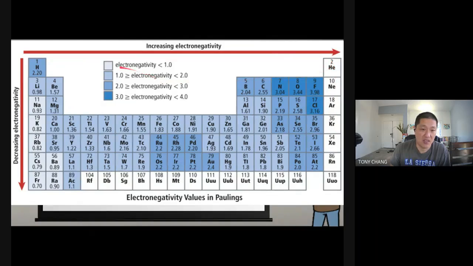Okay. Notice this coloring here. We have electronegativity less than 1, between 1 and 2, between 2 and 3, between 3 and 4. This whole column right here, this whole group, it's white, which means it has no electronegativity, 0. Okay. The highest electronegativity is the top right-hand corner, and it decreases as you move left, and it decreases as you move down.